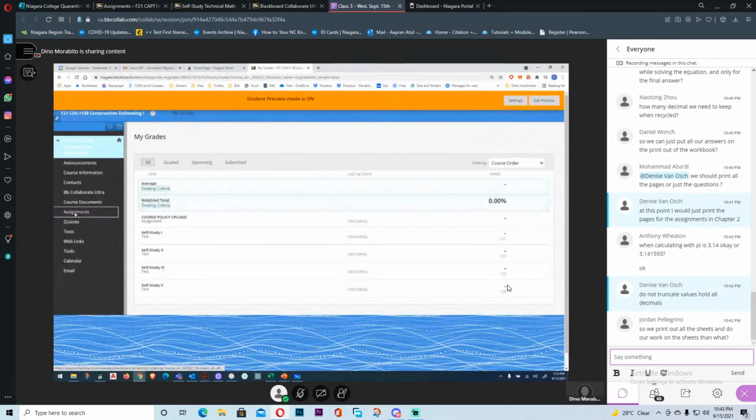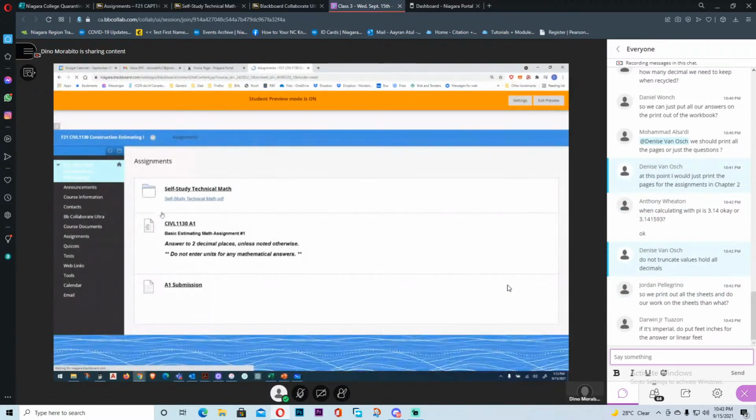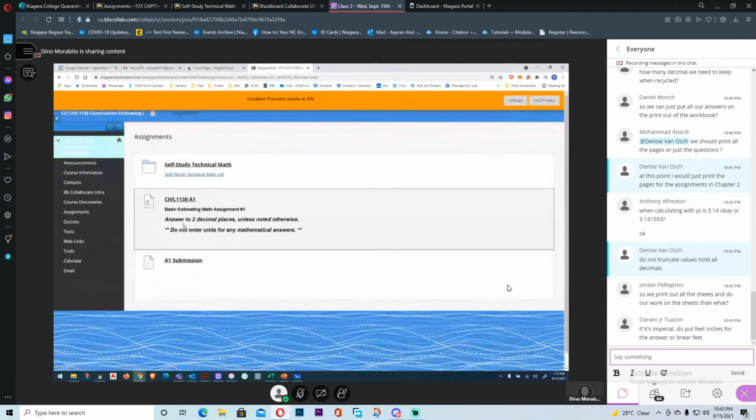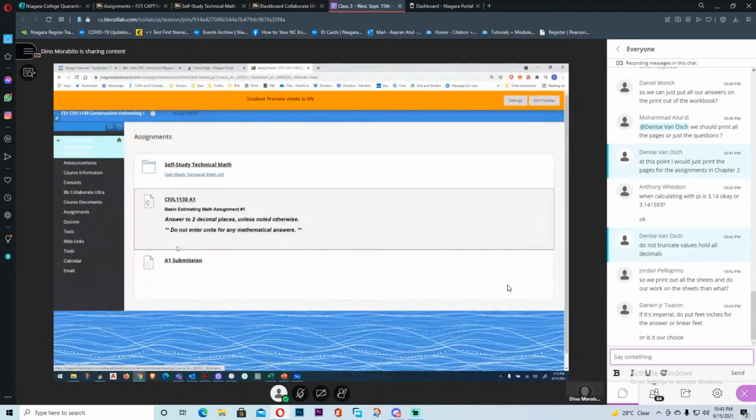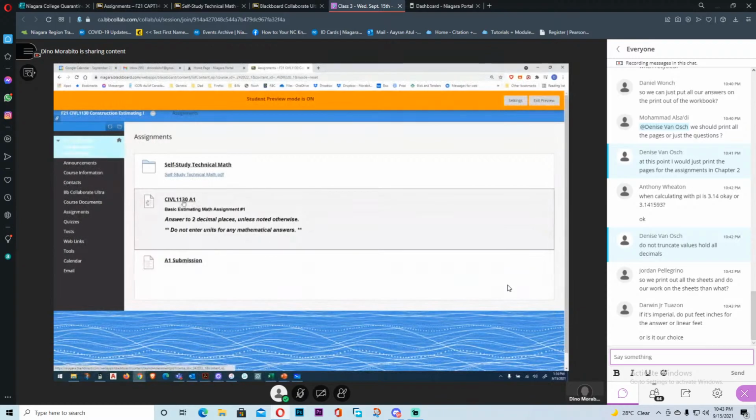So if you guys go over to assignments, there's assignment 1 and assignment 1 submission. Now the submission is where you can attach a file, and that's where you'll attach your scanned file. And assignment 1 is where you're going to actually go in and type your answers in.